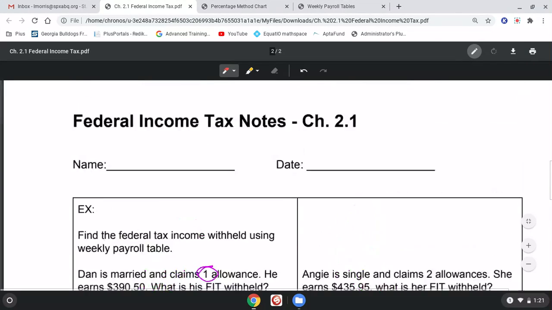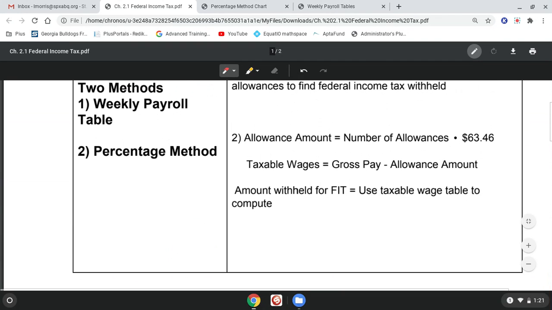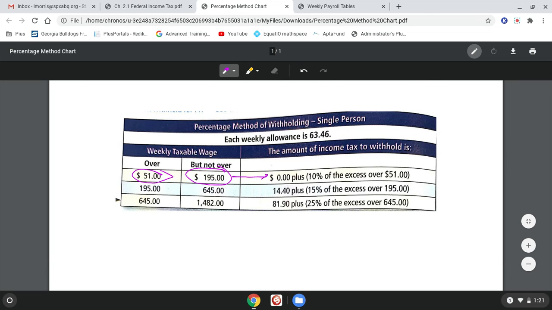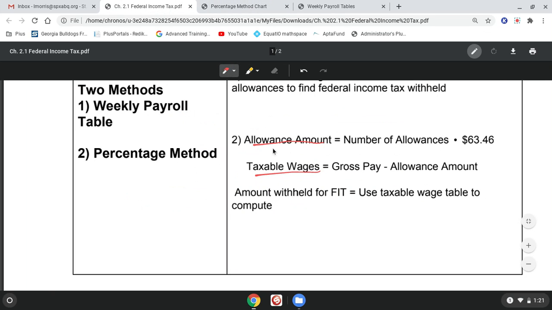So to do those, there's just 3 steps. First, find the allowance amount. Then find your taxable wages. Then use that with this graph to figure out if it's going to be 1440 plus the 15% over everything, or the 8190, or the 0. So that's how you would use that. We'll do more examples of this in class, but that will be all for this video.